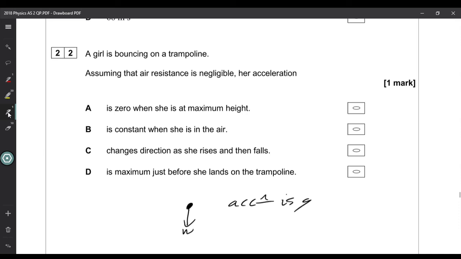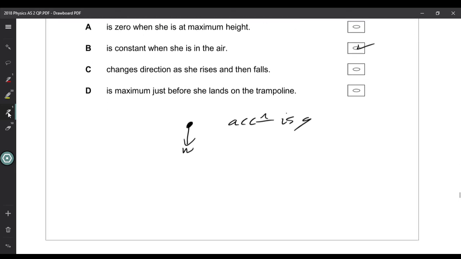So the answer is going to be B, is constant while she's in the air. Now, a lot of students showed limited understanding here of the difference between acceleration and velocity. The acceleration is just going to be due to gravity and always acts in the same direction.